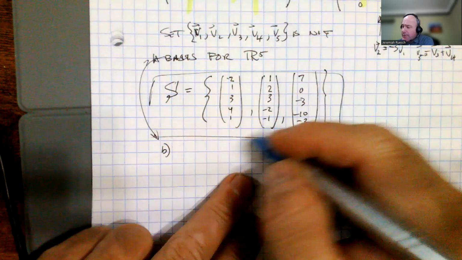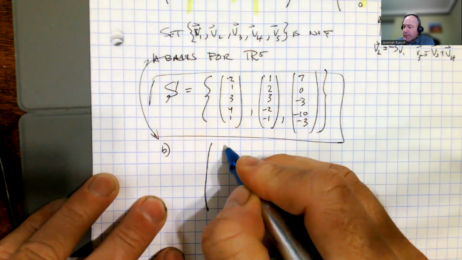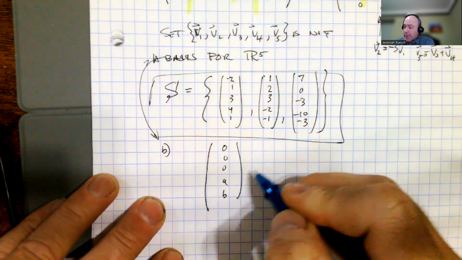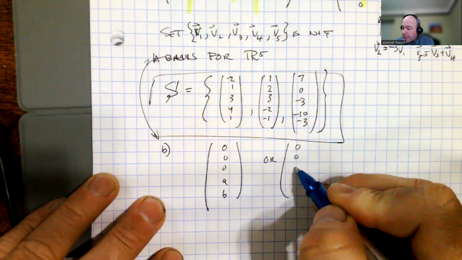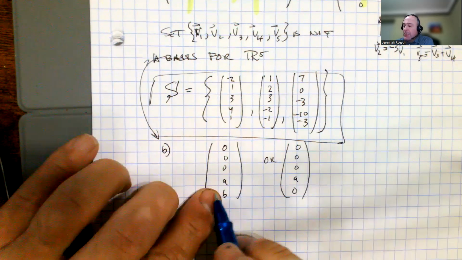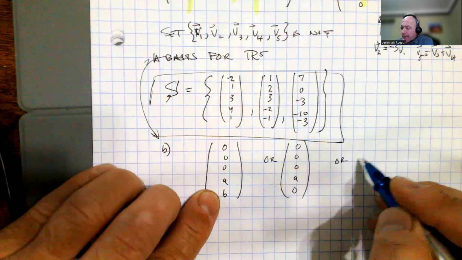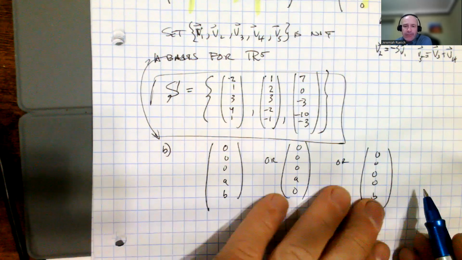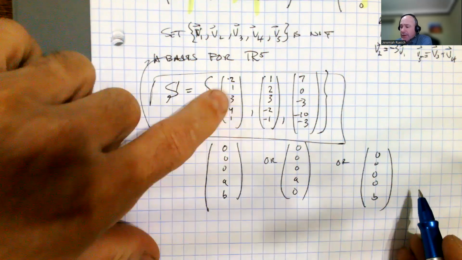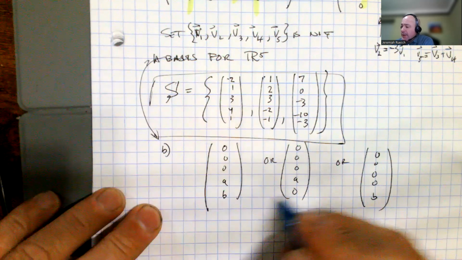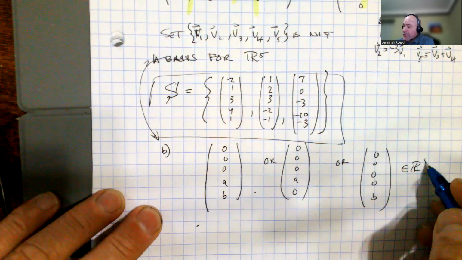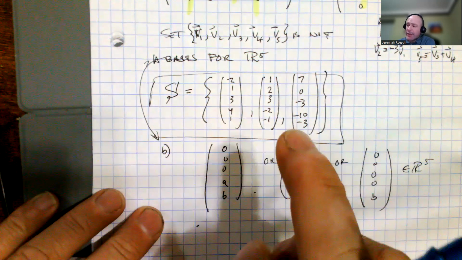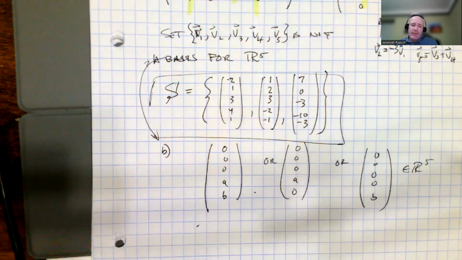In other words, suppose we had vectors of the form 0, 0, 0, A, B, or even 0, 0, 0, A, 0, or 0, 0, 0, 0, B. Any vectors of these three forms could not be formed out of the set S. But each of these vectors is an element of R5. So here are three examples of elements of R5 that can't be built out of this set, which shows that this can't be a basis for R5. I hope that's helpful, and I'll see you in the next one.